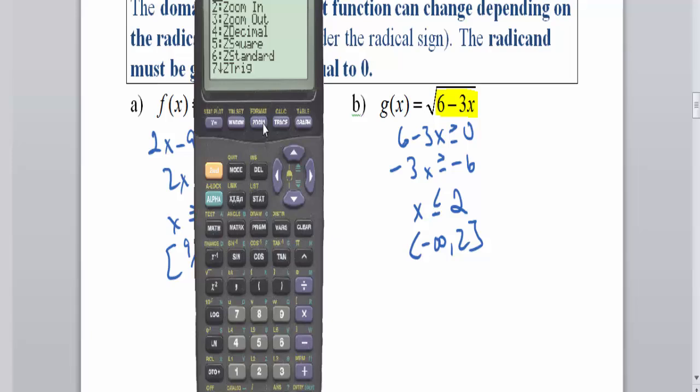And then if I do a graph of this, you can see that it's defined from negative infinity up to positive 2, right? And it ends at this point right here, 2, 0. All right, so that would be your graph of the square root of 6 minus 3x.